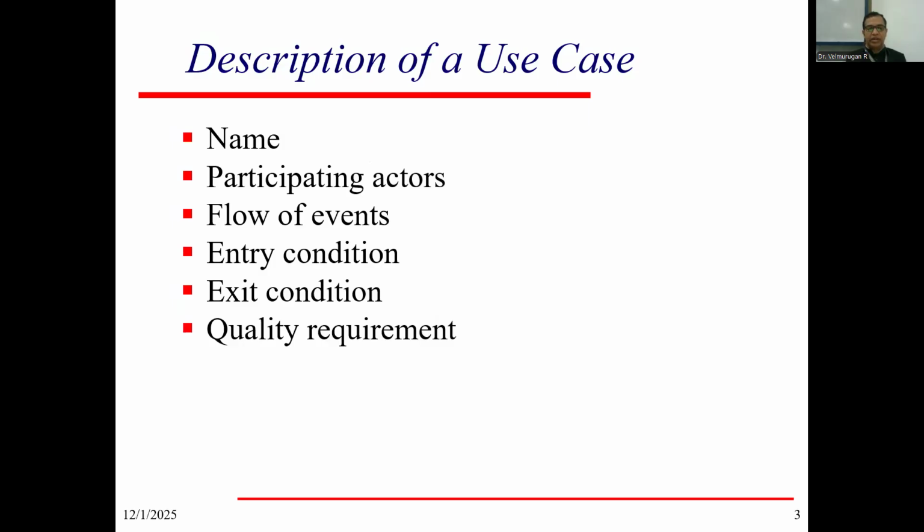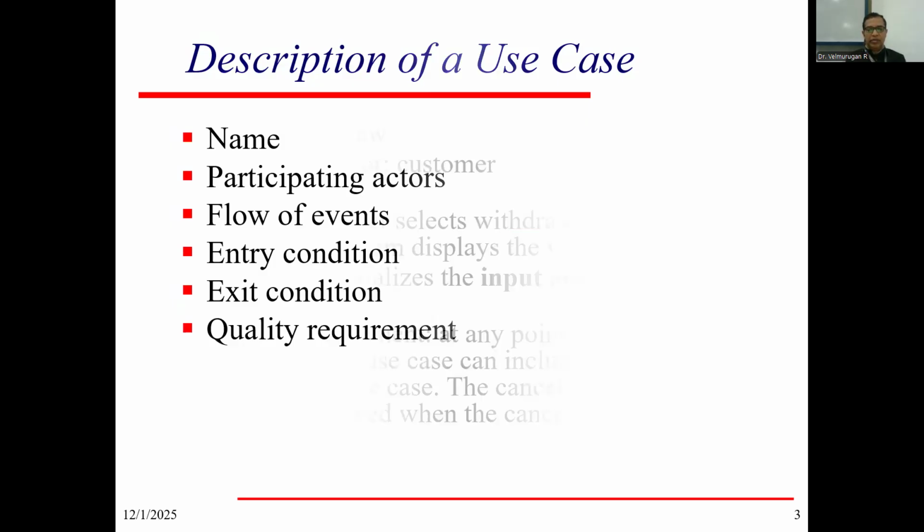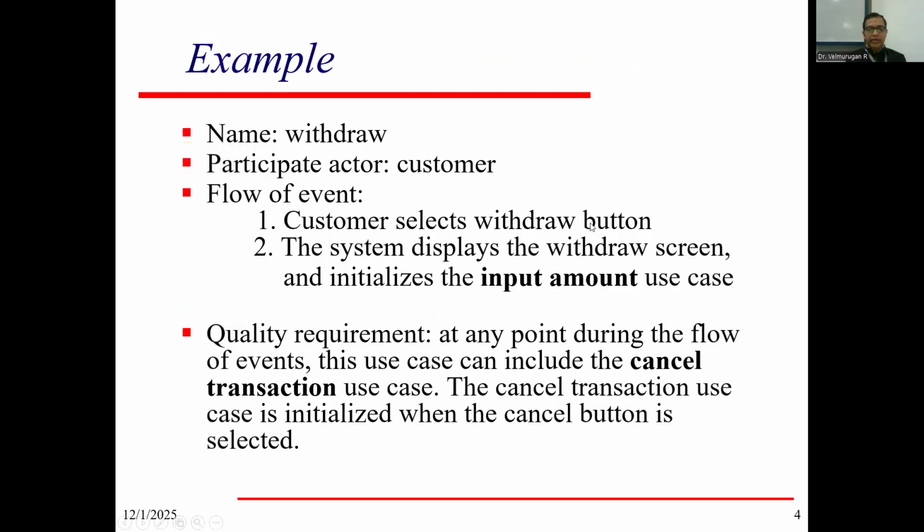Then we have something called an entry condition and an exit condition, if at all it exists for each and every use case. What is the criteria that has to be satisfied for entering the use case diagram, and the criteria that has to be satisfied for exiting it, for those particular functionalities. And then finally the quality requirement. So we are going to see certain examples based upon the use cases. Our process of learning is going to be completely based upon these examples.